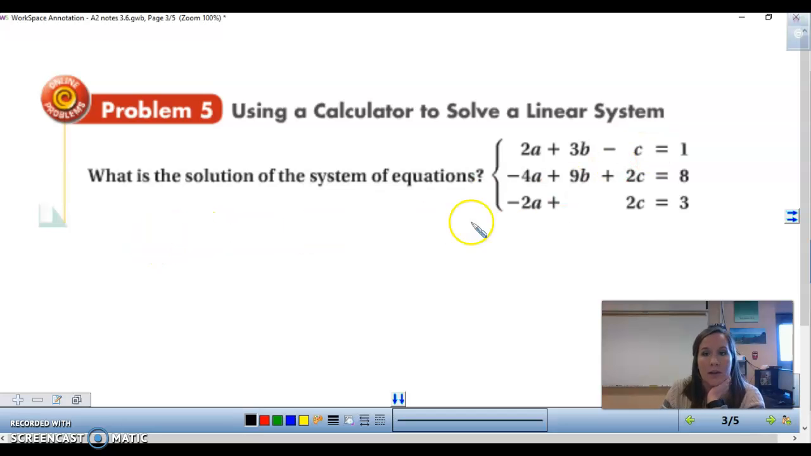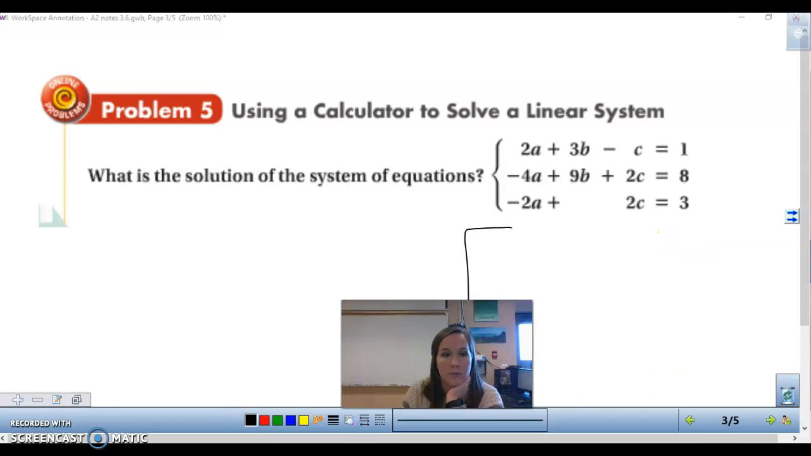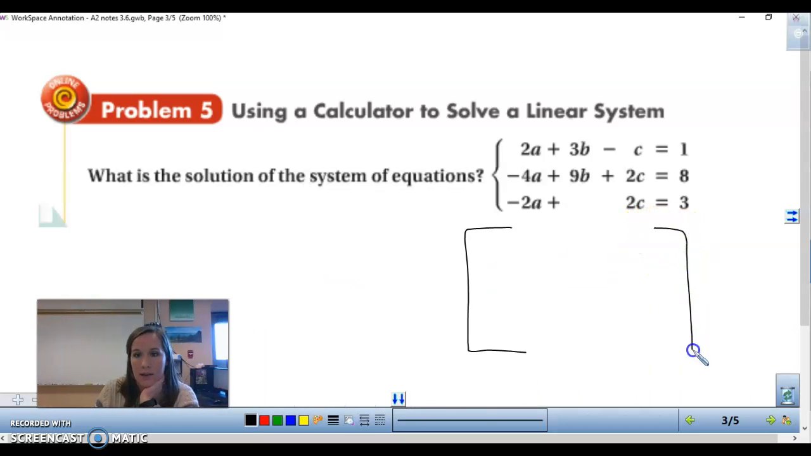Make a matrix. Okay, so I'm going to make this a matrix to look exactly like our equations. So we're going to do the first row. Our first row in the left-hand corner is a 2, and then we have 3 that goes with our B, and we have -1 because this is a negative C, and then it is equal to 1. In our second row, we have -4 with our A, 9 with our B, and 2 with our C, and that's equal to 8. And then in our last row, we have -2.